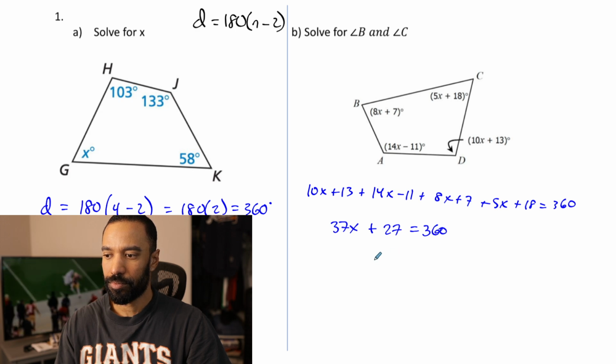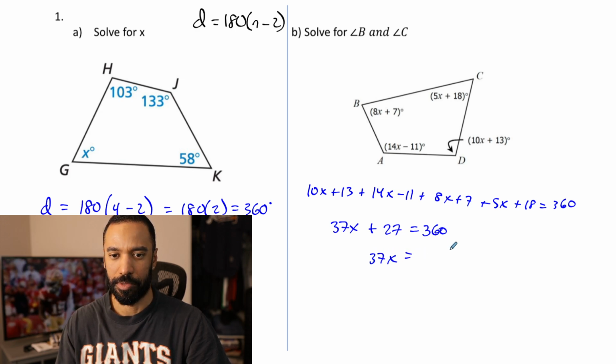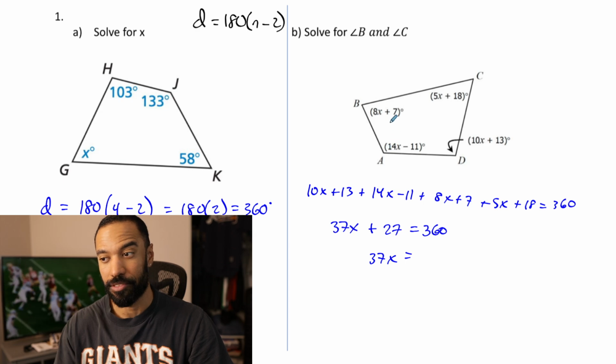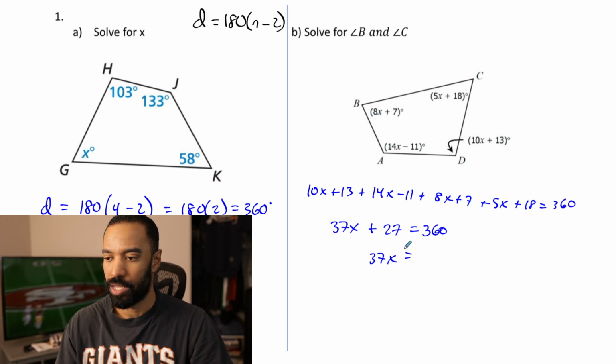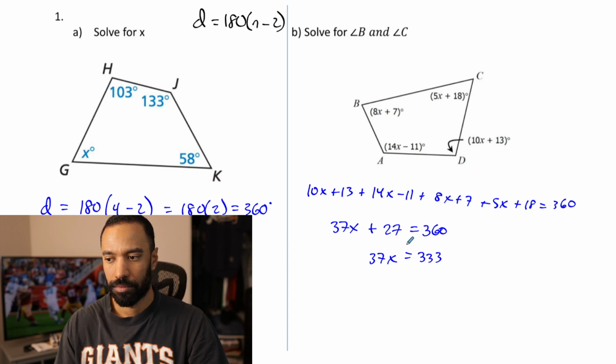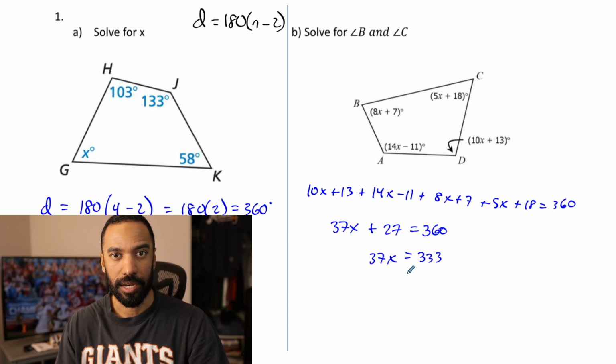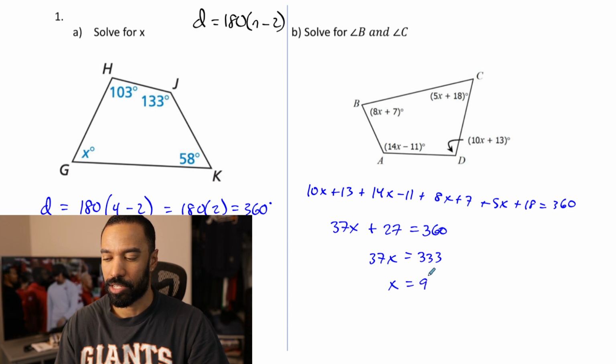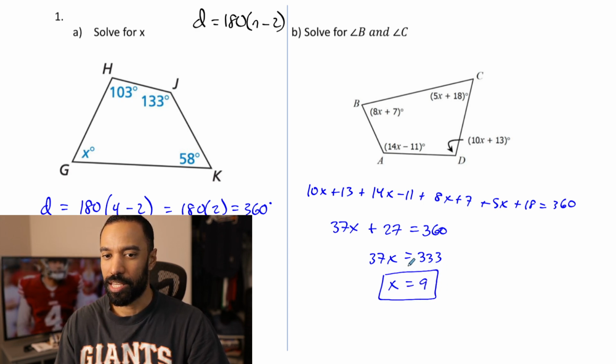Okay. Subtract 27 from both sides. Let's hope this thing comes out cleanly, especially because I'm going to have to substitute to find the measures of angles B and C. 333. And that is clean. That should be 9, right? Because 10 is, yeah, that should be x equals 9. Okay, x equals 9, not the full answer here.